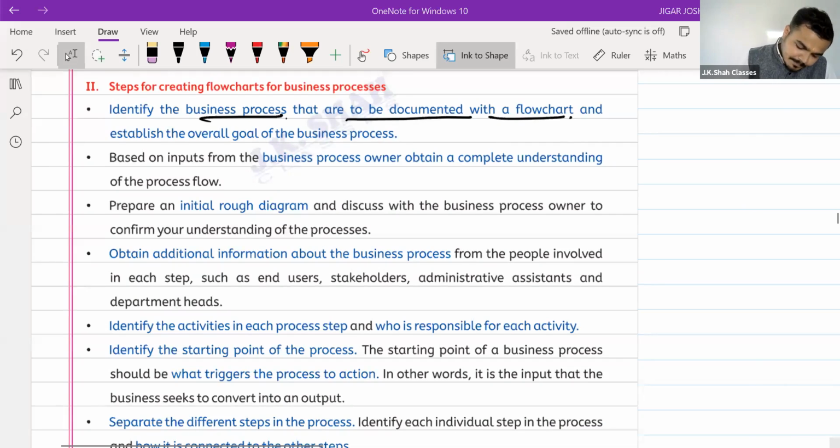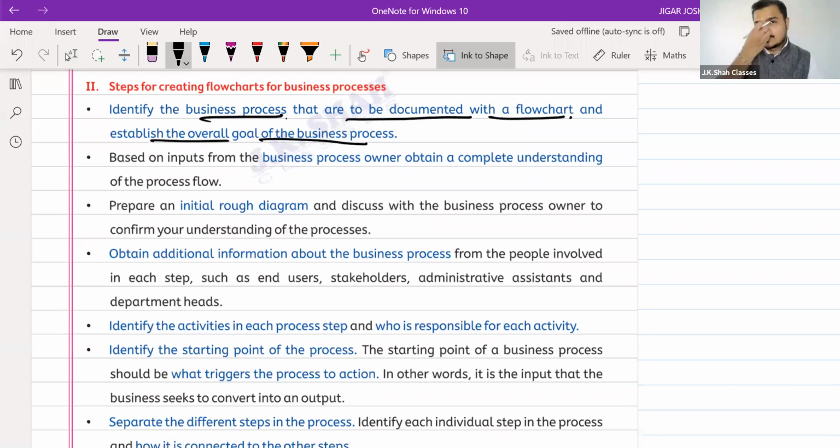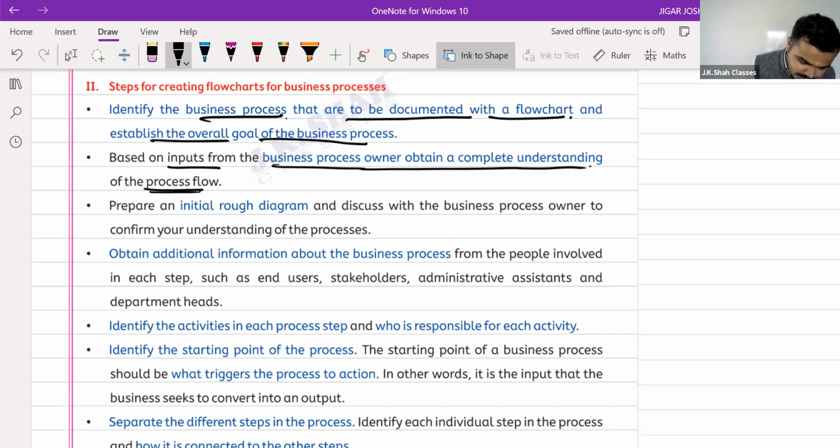Further, establish the overall goal of the business process: that you want error-free calculation, you want smooth flow of data. Whatever kind of benefit you want, you need to decide it. Based on the input from the business process owner, obtain a complete understanding of the process flow. You should obtain the complete data, the complete process flow, people: what, when, how, the entire thing. You just need to see that. Okay, sir. We'll obtain the entire understanding of the process, how the data is moving from one to another.